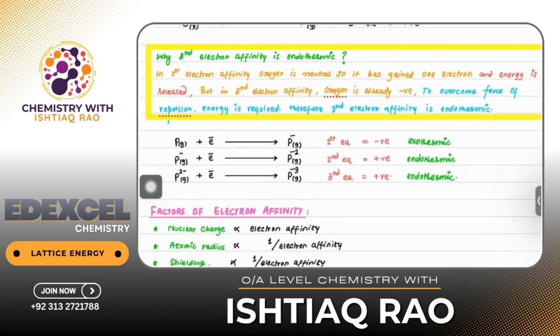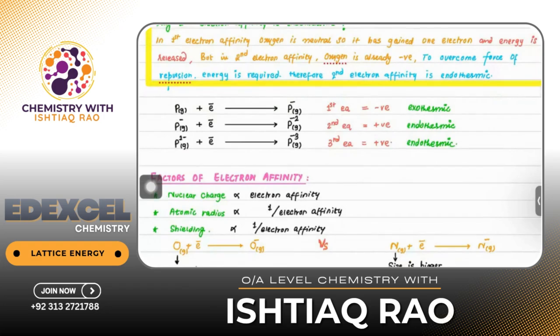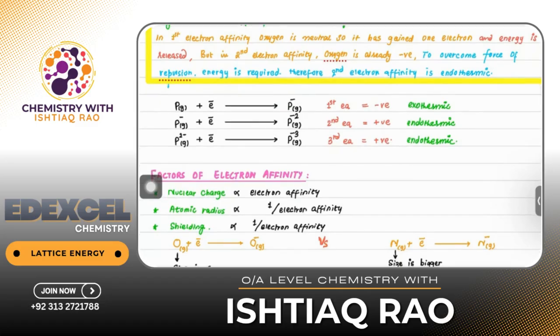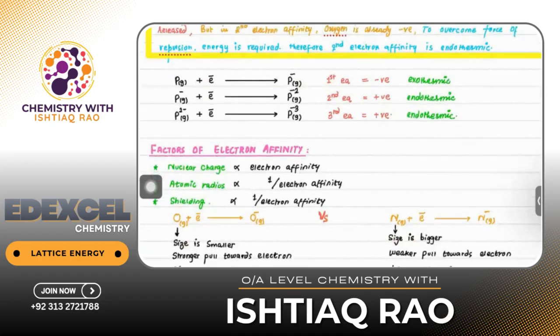Then what are the factors on which electron affinity depends? So remember, these are the factors: nuclear charge, atomic radius, and shielding, right? So these are the three factors. I can summarize it. Nuclear charge is directly proportional to the electron affinity.